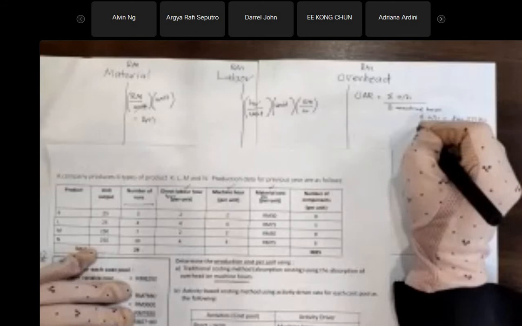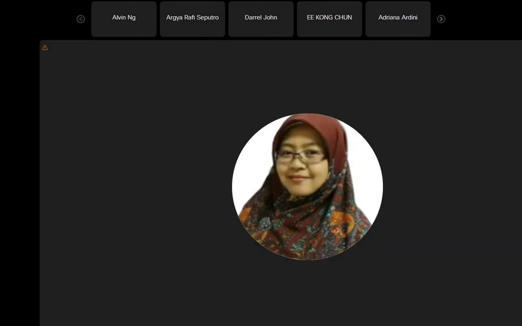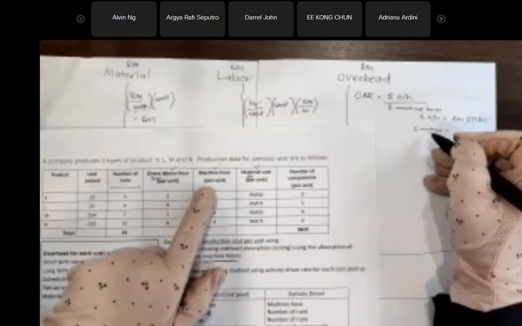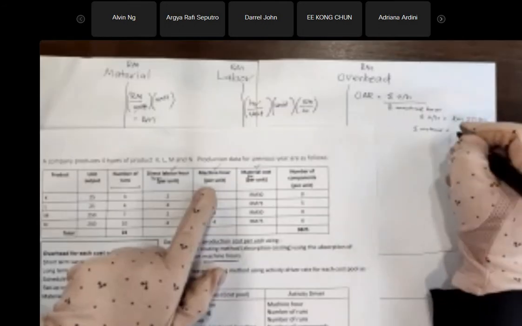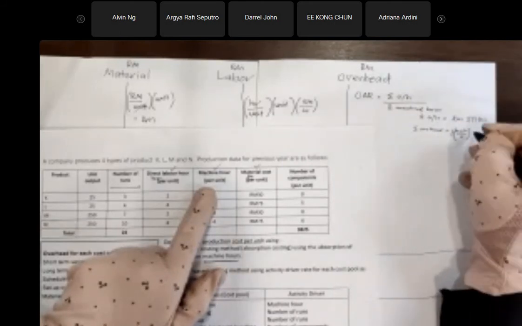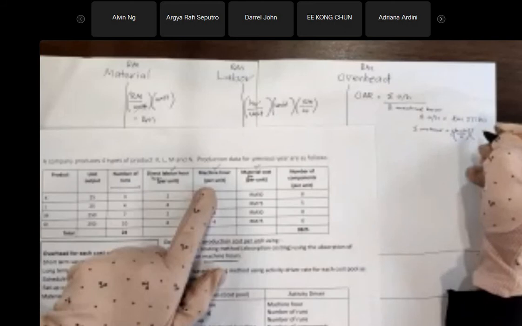What is the machine hour? The total of machine hour. Here, this one is machine hour per unit. See? It is total machine hour per unit. So you have to multiply by unit. Understand?